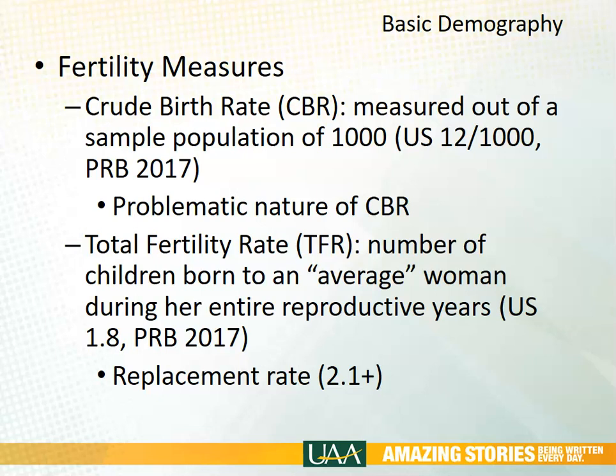Now, there's a theoretical replacement rate in a population, which is 2.1 children per woman, or a little bit more. And that's because, of course, some children die before they reach the reproductive years. As a result of that, a slightly greater number than 2 children for every man and woman need to be born in a particular country.